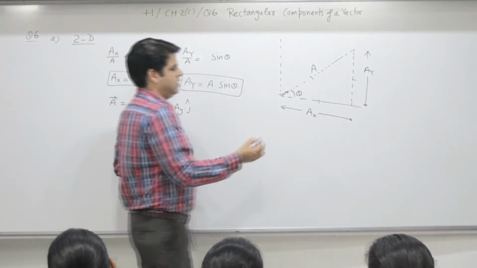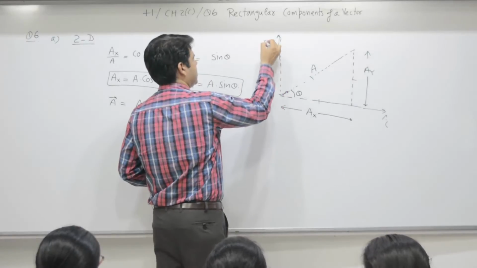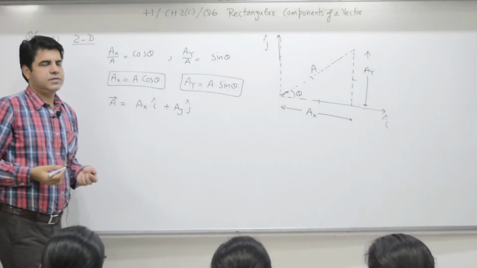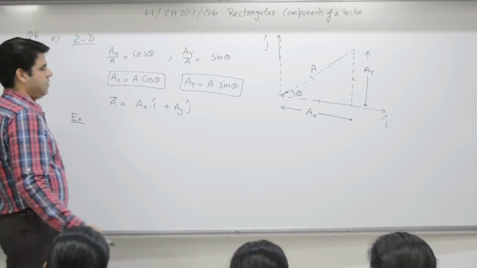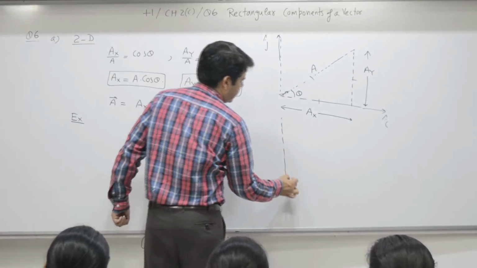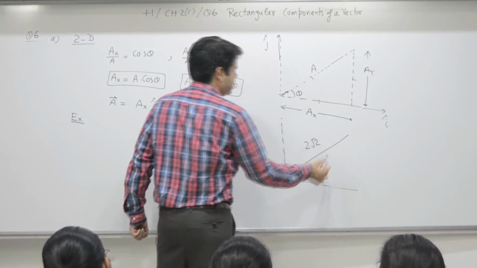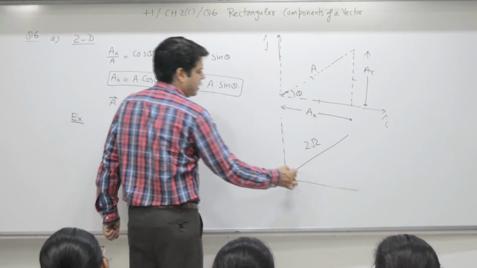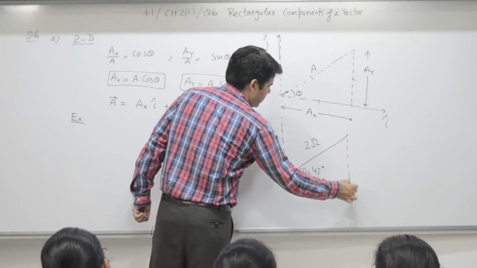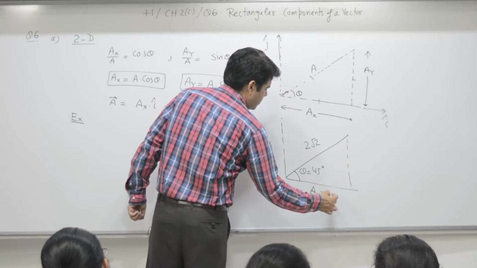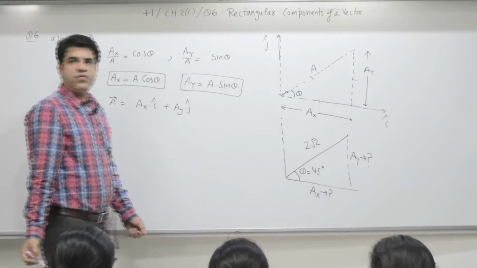I cap means what? Movement along x axis. J cap means what? Movement along y axis. As an example, if an aeroplane flies at speed 2 root 2 at an angle theta equal to 45 degree, find Ax and Ay.